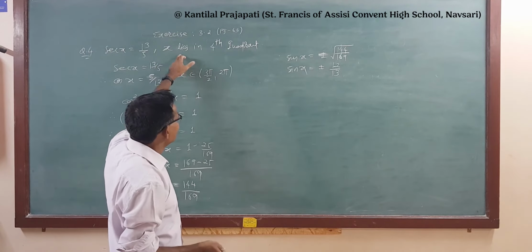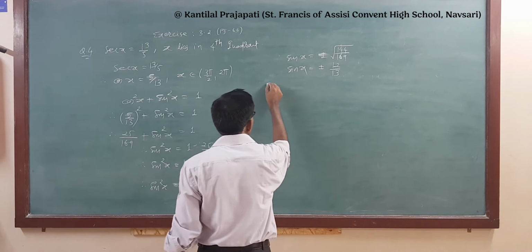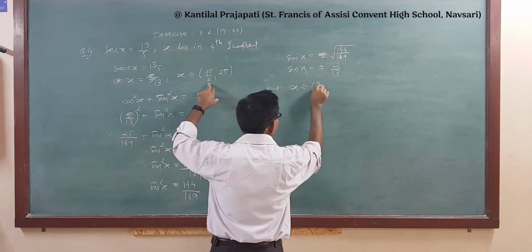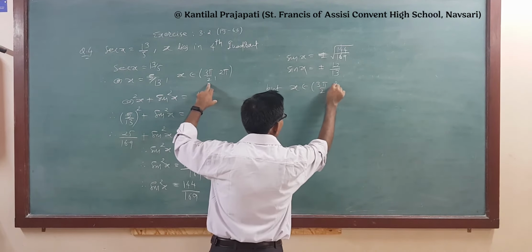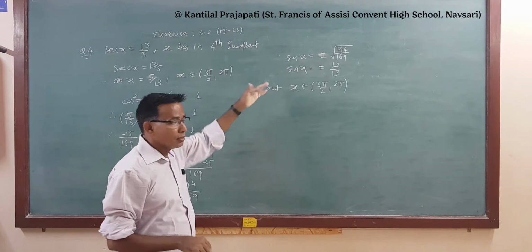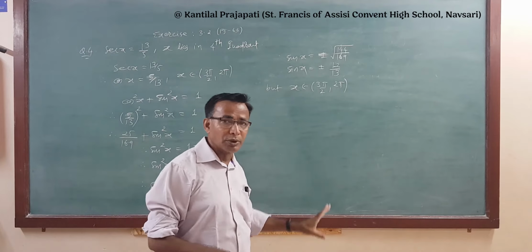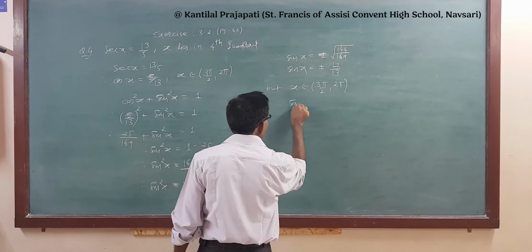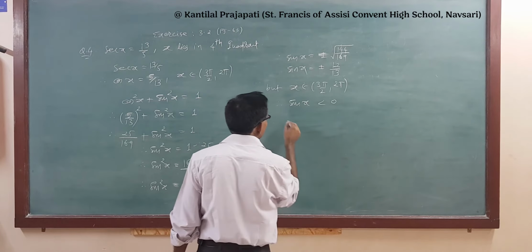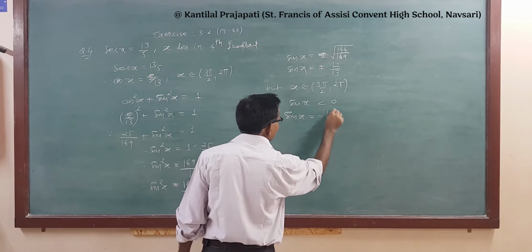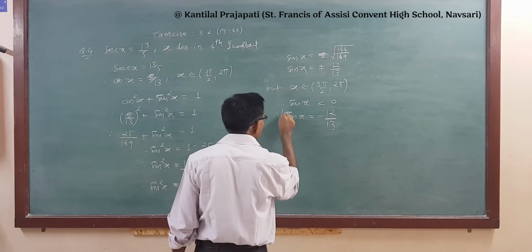So x lies in the 4th quadrant. Now what is given? x belongs to 3 pi by 2 to 2 pi, the 4th quadrant. In the 4th quadrant only cos is positive and its reciprocal, the others are negative, and therefore sin x is negative here, less than 0. So we write sin x is equal to the negative value, minus 12 upon 13.